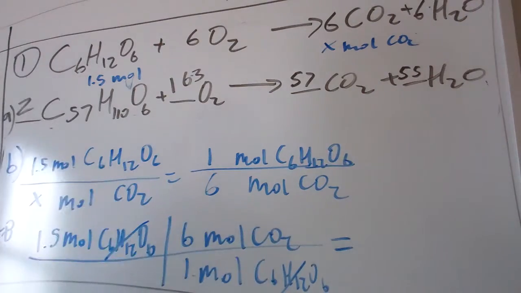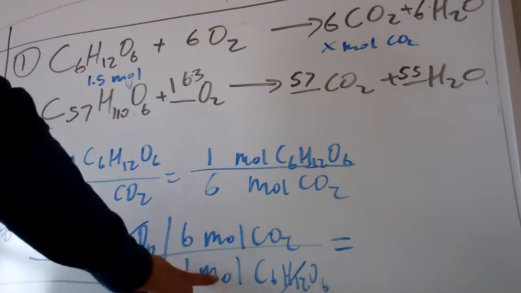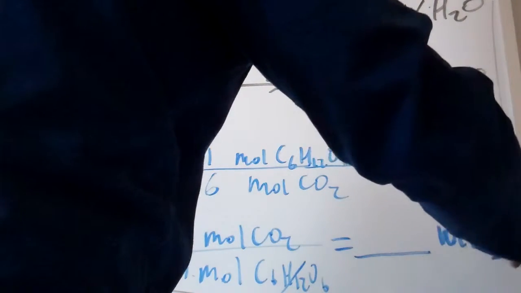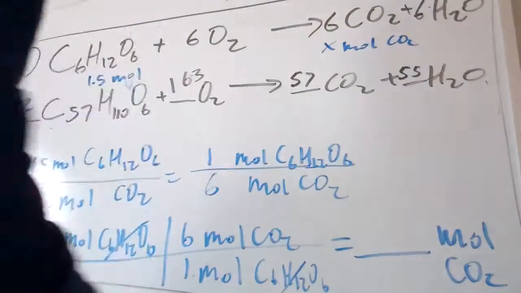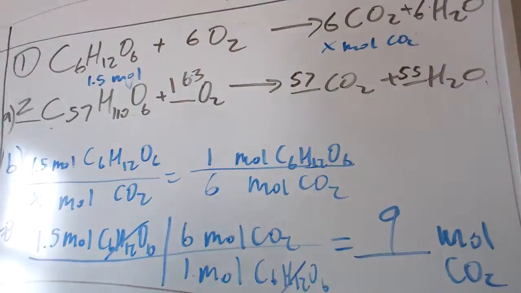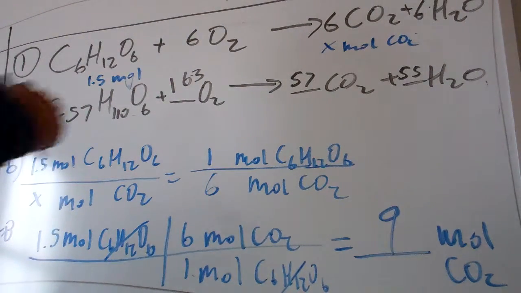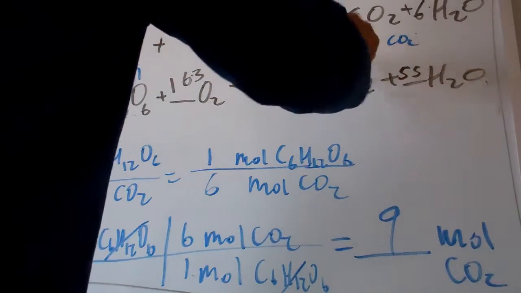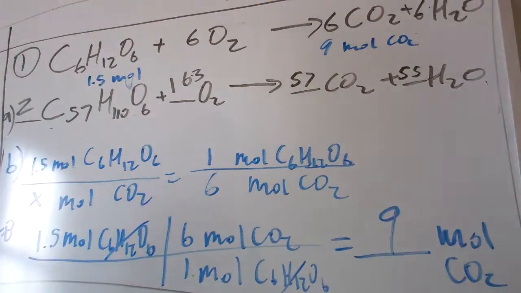If everything cancels, then you're in good shape. So these two cancel, and we end up with something moles of CO2. So 1.5 times 6 divided by 1 is 9 moles of CO2. So for every 1.5 moles of sugar, we get 9 moles of CO2. See? That's simple.